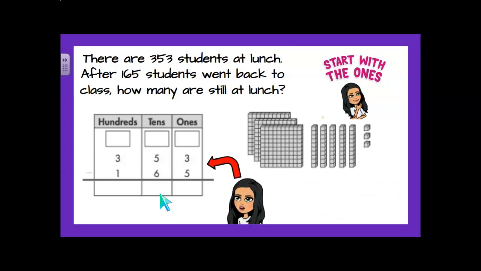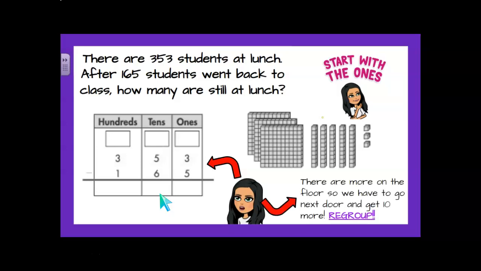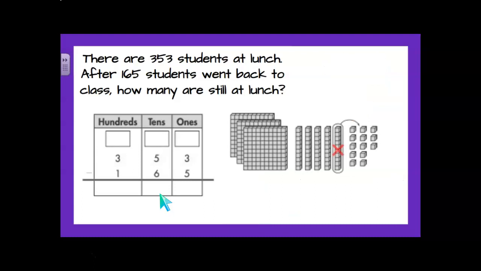3 minus 5. There are more on the floor, so we have to go next door and get 10 more. We have to regroup. We take that group of 10 and break it into 10 ones. 5 minus 1 equals 4. Now we add it back to the ones place. 3 plus 10 is 13. Now we subtract. 1, 2, 3, 4, 5. We have 8 left. 13 minus 5 equals 8.